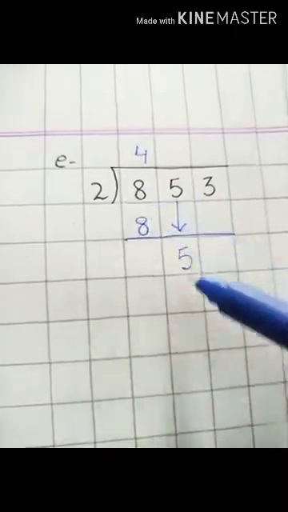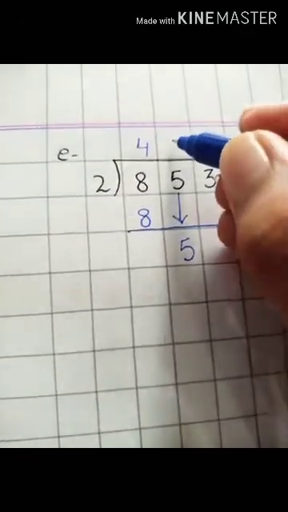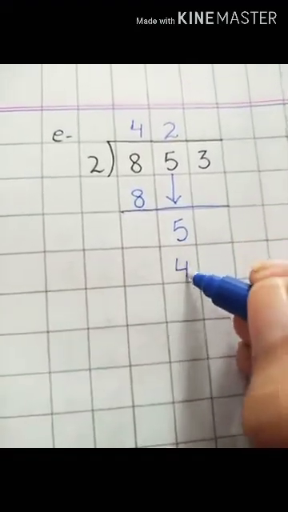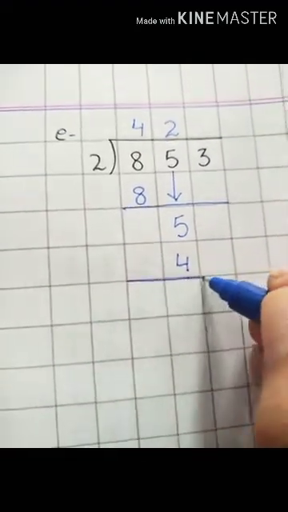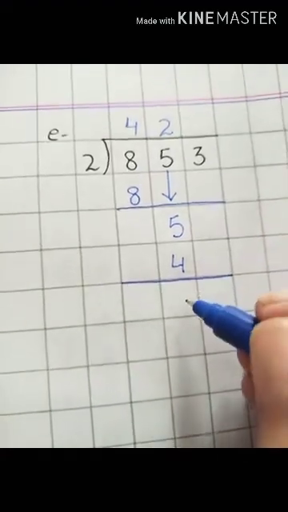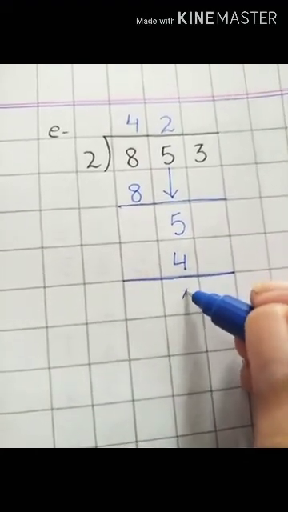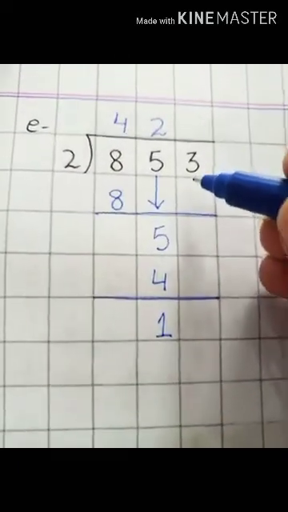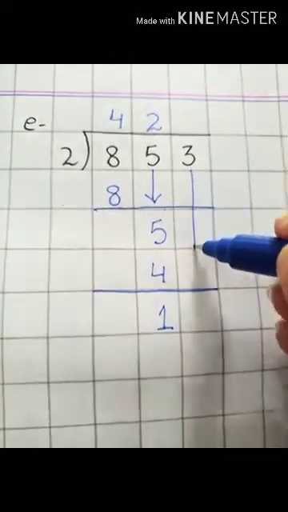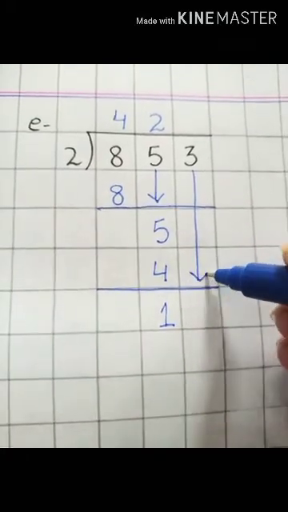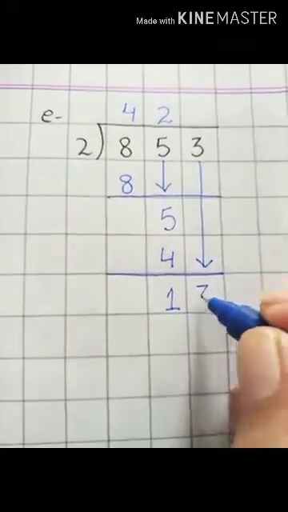This will become greater than my divisor, so I can divide it further. 2 1s are 2 and 2 2s are 4. So students, I can write the 4 here. Next step is subtraction again. 5 minus 4 is 1. Here I am writing 1. 1 is smaller than my divisor, so I will have to bring this 3 down here. And this number will become the number 13.